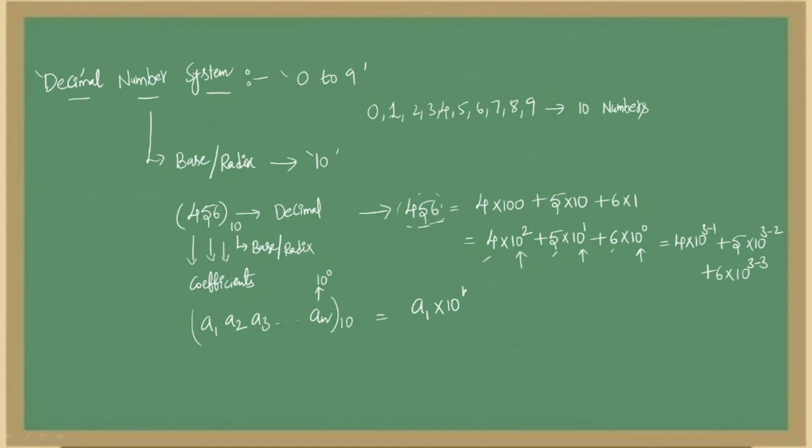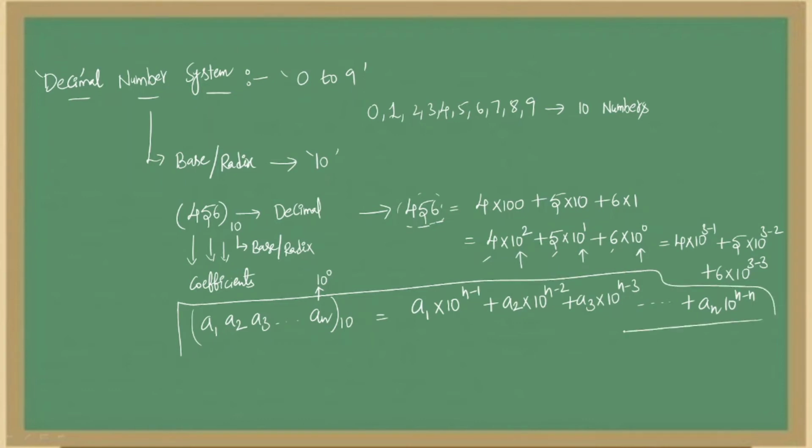So I can write 10 power n minus 1 plus a2 into 10 power n minus 2 plus a3 into 10 power n minus 3 and so on, plus an into 10 power n minus n, which is 10 power 0, and obviously it is equal to 1. So this is the generalized expression in order to find the decimal value of a number, the actual value of a number in a decimal number system.